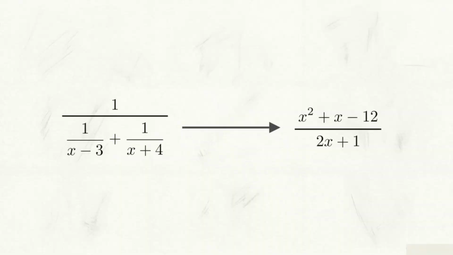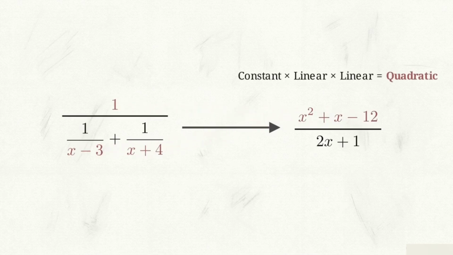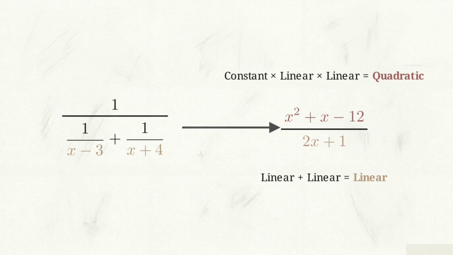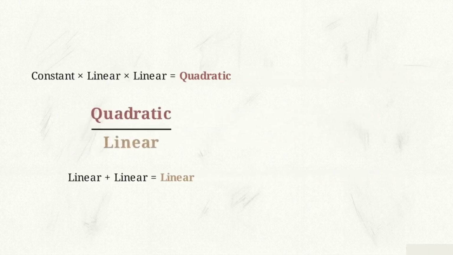But notice the mathematical relationship between where we started and where we ended. In the numerator, we multiplied a constant by 2 linear terms, which will always create a quadratic. In the denominator, we added 2 linear terms together, which will always create another linear expression. Because this mathematical path is consistent, whenever you see a constant over 2 linear fractions, the answer must be a quadratic expression over a linear expression.